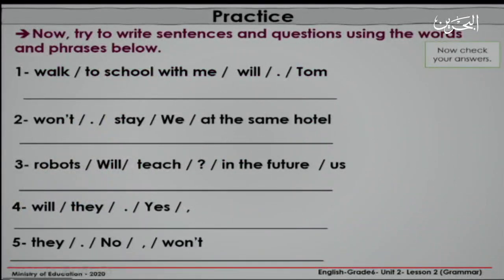Here you have got misordered words. You need to put these words in order so that you can get a meaningful sentence or a meaningful question. You have got 3 minutes to do this exercise.